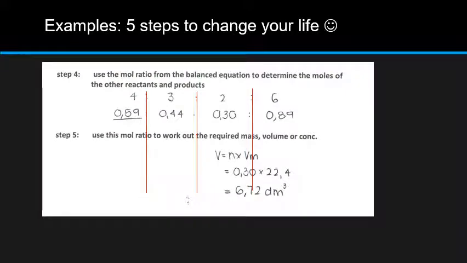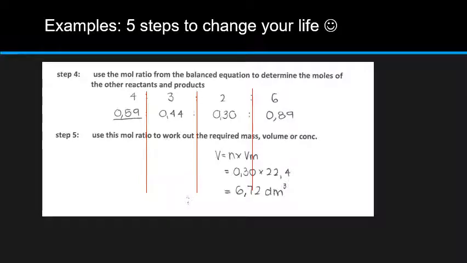Okay, now step 4, this is where the mole ratio comes into play. And here you're going to use your divide up and multiply across. Because you have the moles for your ammonia. So from that and from your coefficient, which is 4, you can work out the moles of the other reactants and products using the divide and multiply. So I take 0.59 and I divide it by 4 and times it by 3, I'm going to get 0.44. I do the same for all the others all the way across.